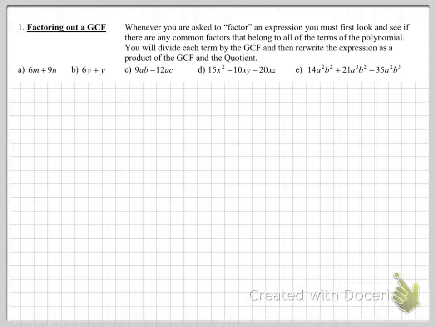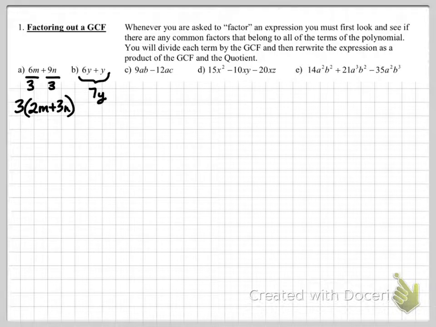In our first case, 6m plus 9n. When you look at this, you can see that you can divide 3 into both of these terms, so we can express 6m plus 9n as 3 times (2m plus 3n). In the second one, be careful here, 6y plus 1y, I can add those 2 together to get 7y, and I won't factor that one at all.